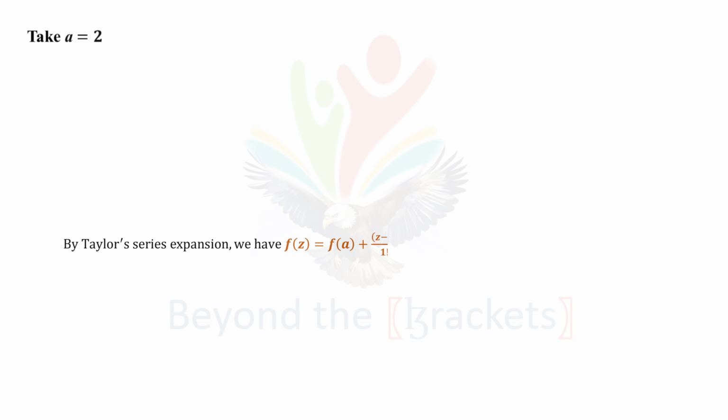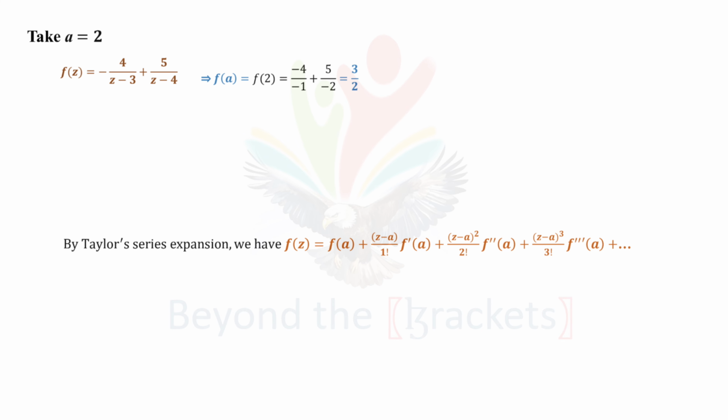The Taylor series expansion of f of z is given by this expression. We first compute the required derivatives and then substitute into the expansion. F of z is minus 4 by z minus 3 plus 5 by z minus 4. F of a at a equal to 2 will be 3 by 2. Differentiating f of z with respect to z, this is of the form 1 by z. Differentiation of this will be 4 by z minus 3 whole square minus 5 by z minus 4 whole square. So f dash of a at a equal to 2 will be 4 by 1 minus 5 by 4, that will be 11 by 4.